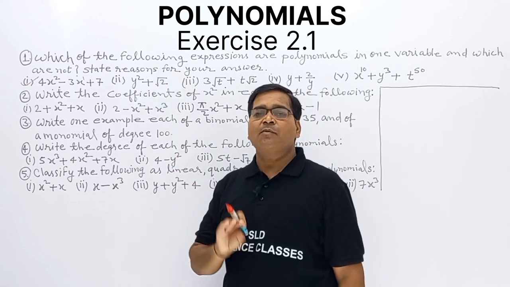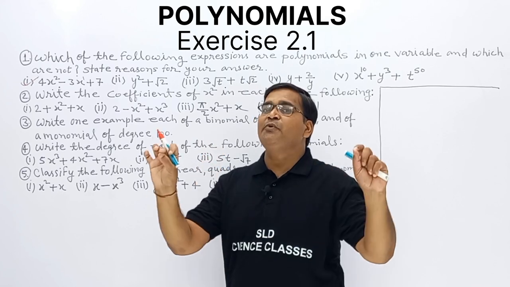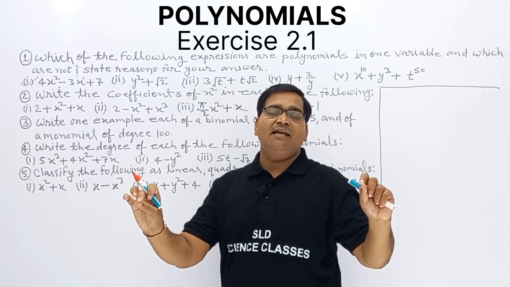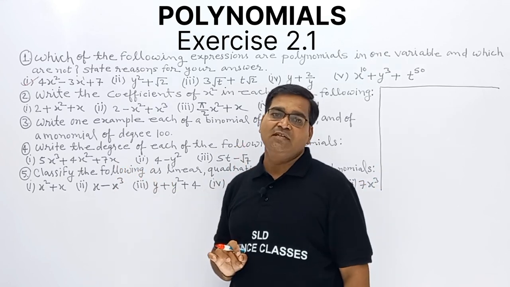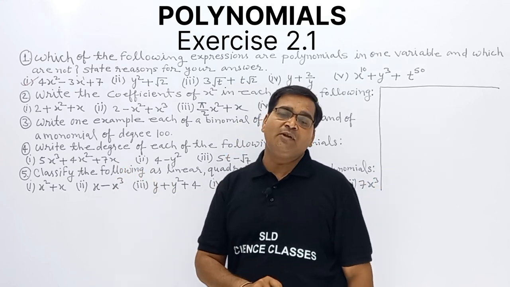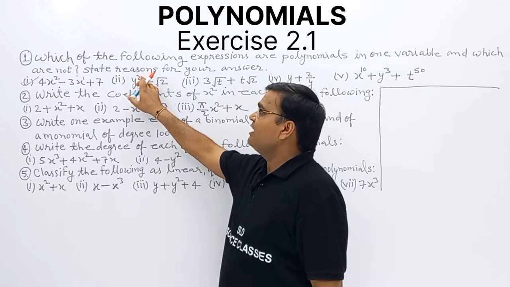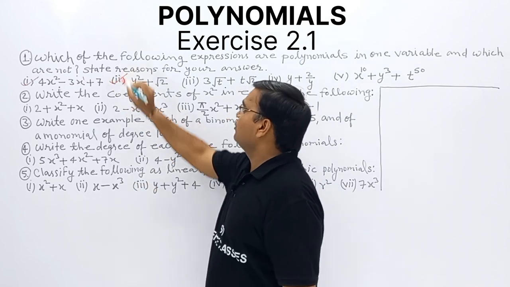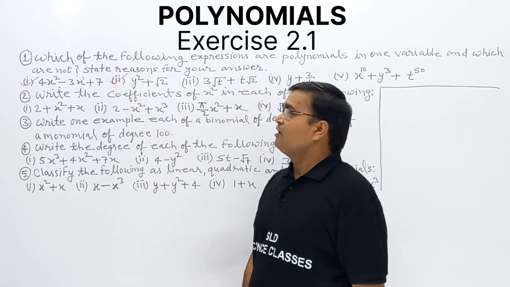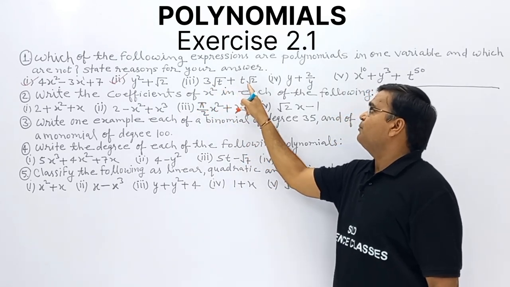We will not discuss the constant term; we will discuss only the power. If the powers of variables like x, y, z, t, p are whole numbers, then we can say that one is a polynomial, otherwise not. So this variable having power 2 makes it a polynomial. This one is also a polynomial. Clear?